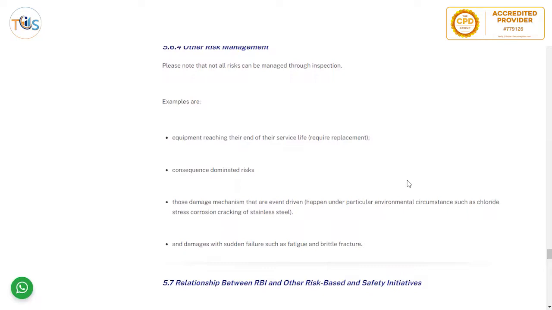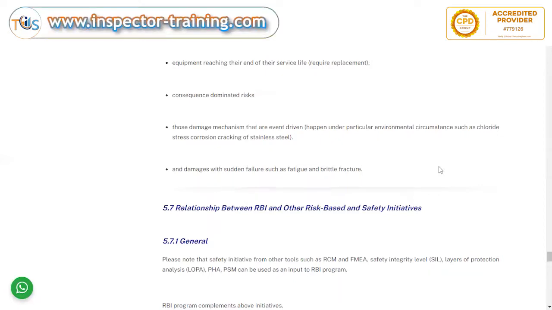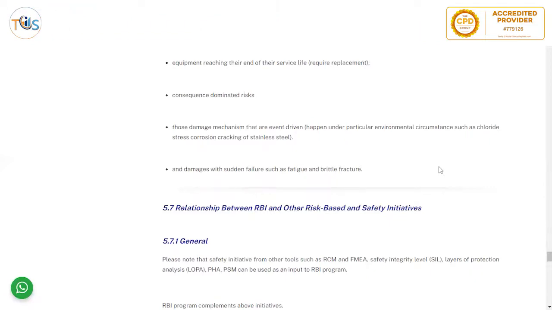Other risk management: please note that not all risks can be managed through inspection. Examples are equipment reaching their end of service life. This can be an exam question that requires replacement. There is nothing you can do about this; although you know that it's going to fail, there is no repair, or it's not very practical to do the repair or replacement. Consequence dominated risk: RBI is mostly about the probability of failure. You cannot control the consequence part of the risk. Those you can calculate, but you cannot control.